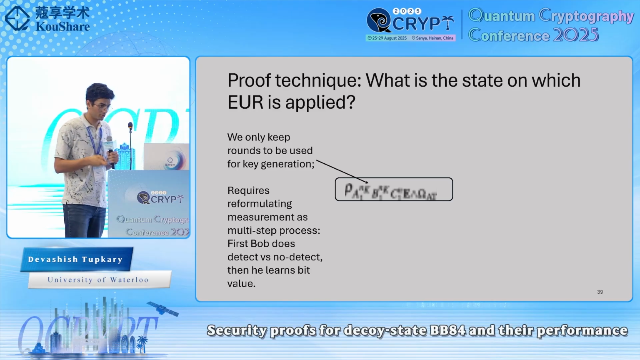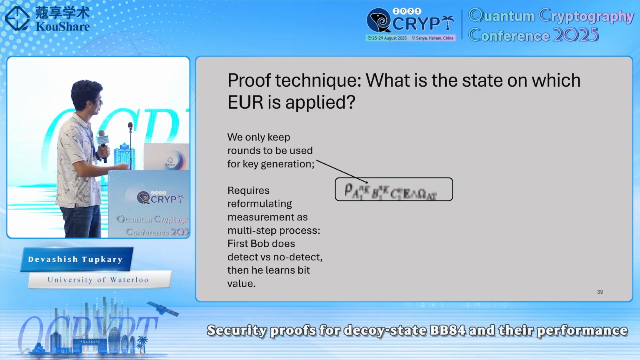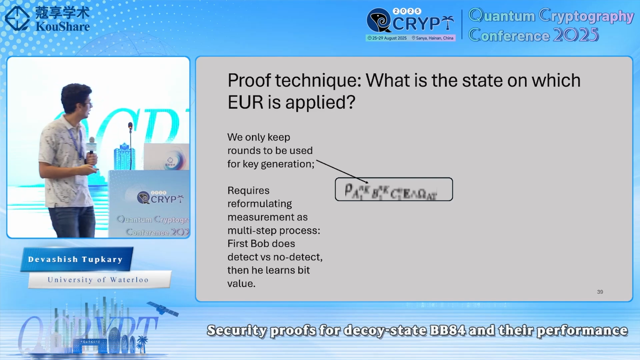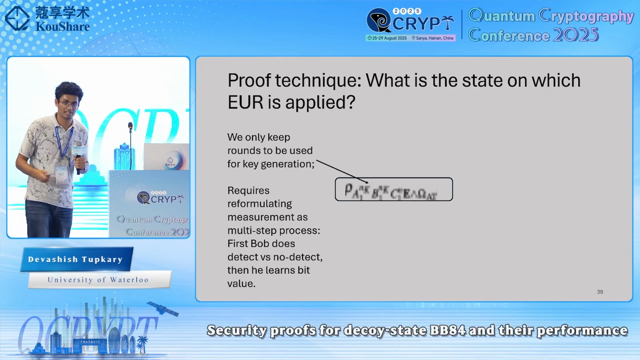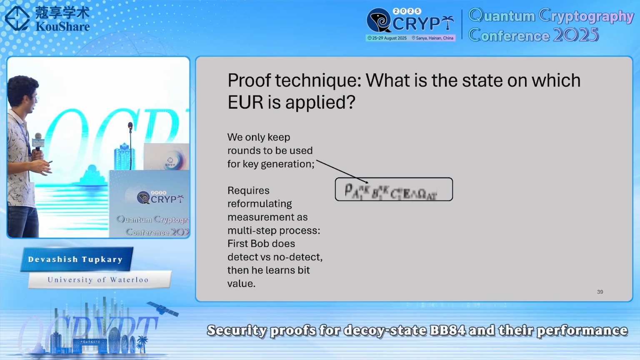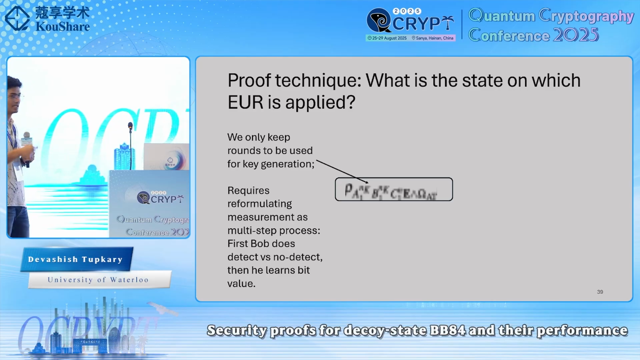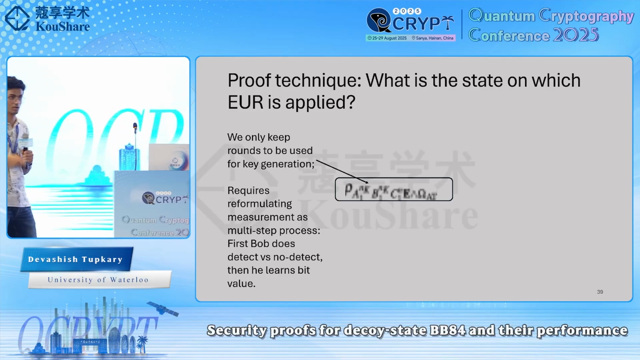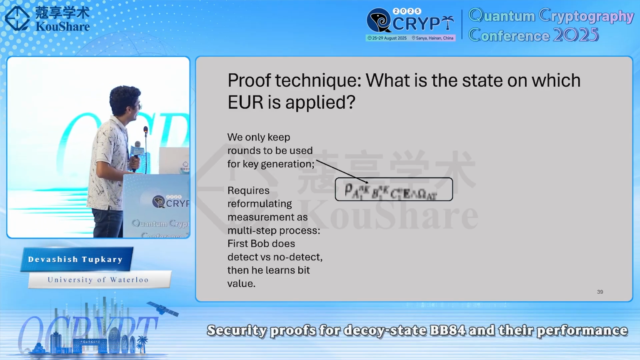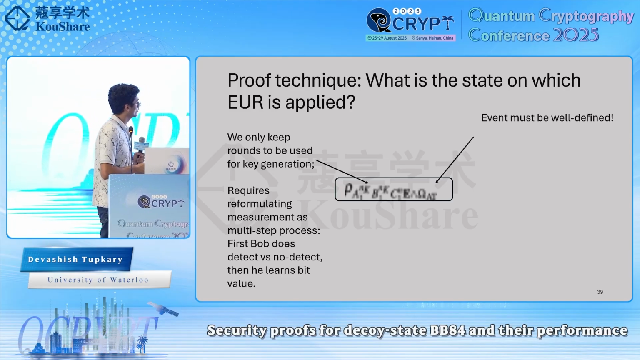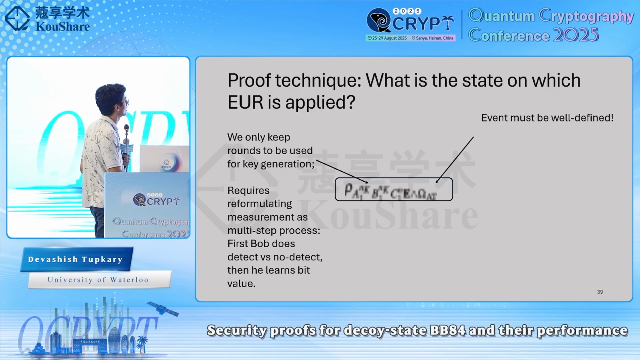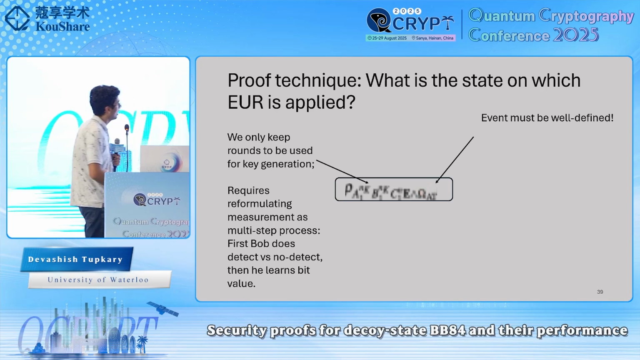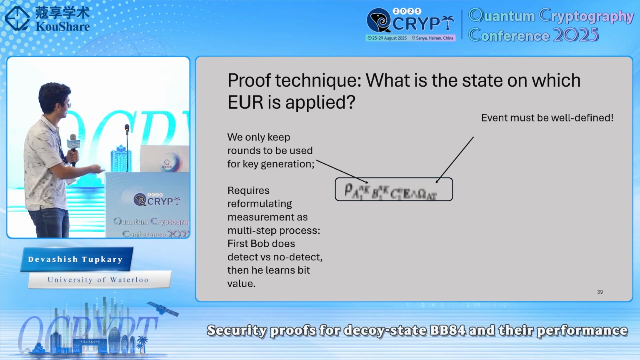Okay, so in order to formalize what this state looks like, we need to modify the measurement process that Alice and Bob perform at the theoretical level. We need to formulate it as a multi-step process. For instance, we need Bob to first do a measurement that just tells him, am I going to get a detect event or a no detect outcome? And only then he learns his actual bit value. We have this acceptance event here, and this event must be well defined for the states that we are writing down, right?